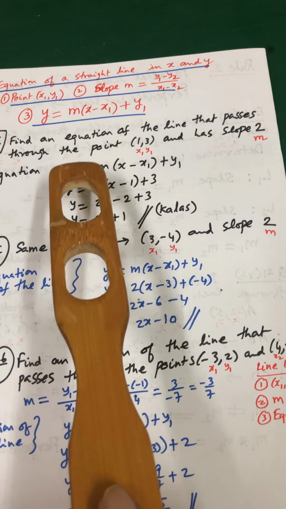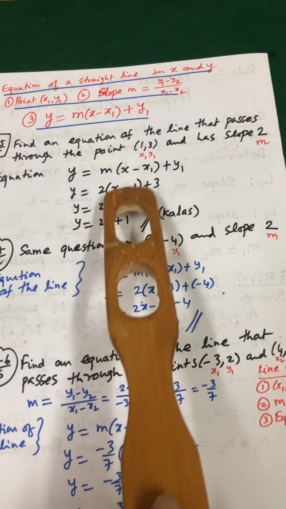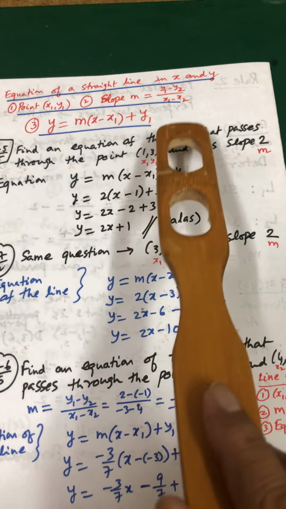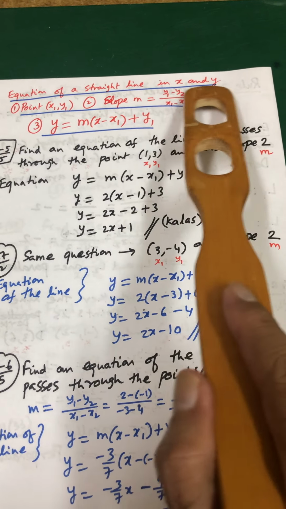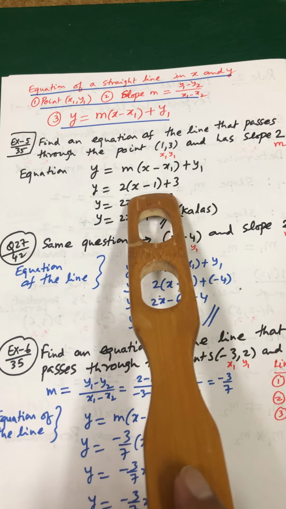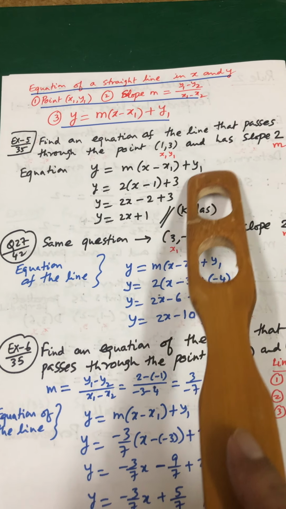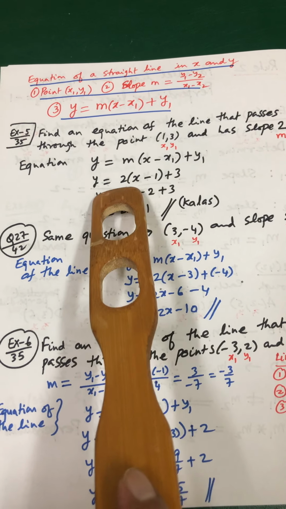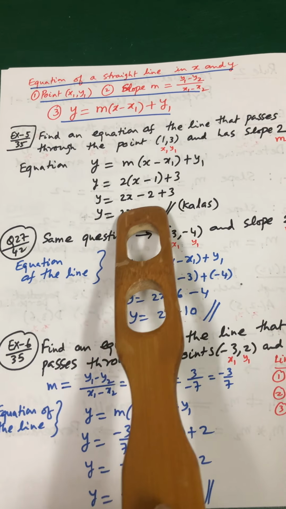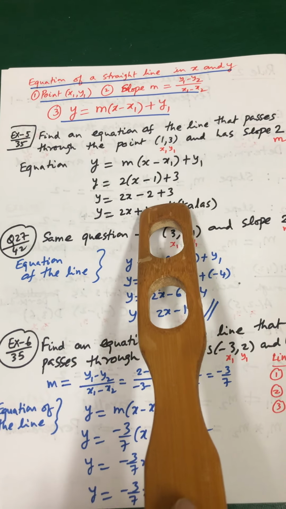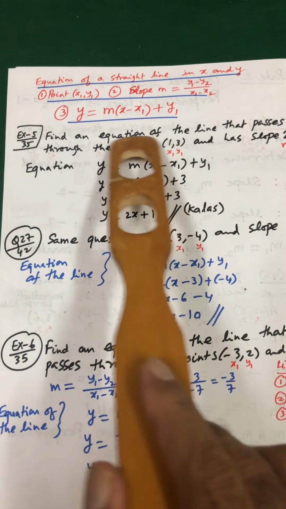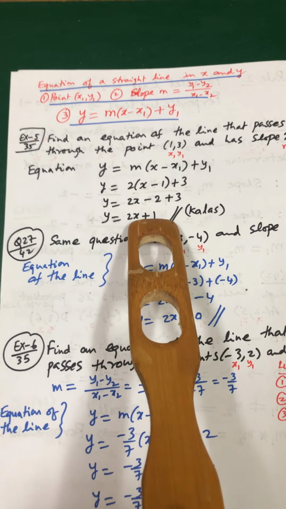Here, what are the things which will not change? y will not change, x will not change. Only x1, y1 and m you have to put in. x and y remain the same. That is a part of the answer. So m is equal to 2 multiply (x minus x1, which is 1) plus y1, which is 3. So y is equal to 2 multiply x, 2x, 2 multiply 1 minus 2, plus 3. So y is equal to 2x, minus 2 plus 3 is 1. So this is the answer. So the equation of the line will be y is equal to 2x plus 1.